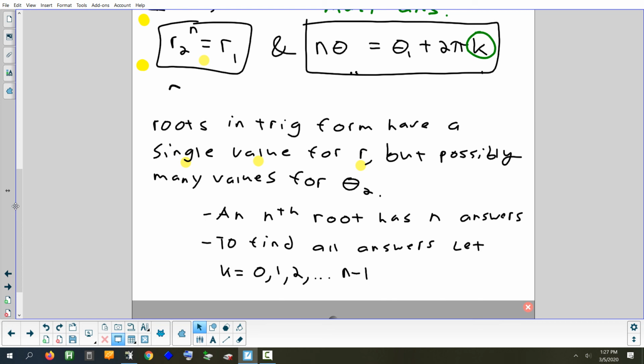Probably like a fourth root. So you have to plug in 0, 1, 2, 3. So it means you're going to have to do 4 calculations at the end. All right, so it's a lot of steps. So we'll try a problem now.